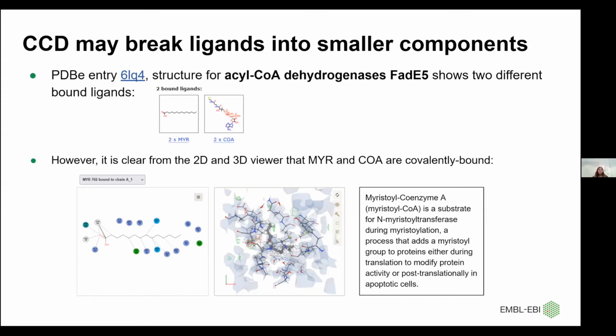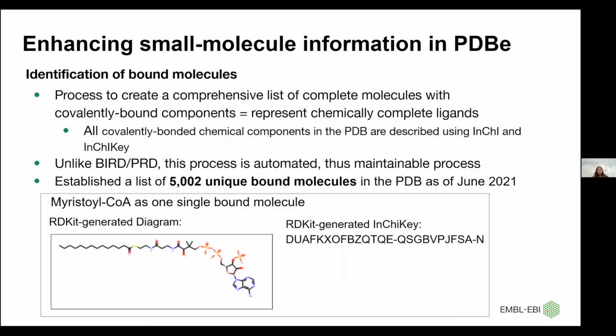Now, we would like to correct such cases and address this issue, and via this project, we have been trying to do so. We identified something called bound molecules. These are all the molecules which are covalently bound across the PDB archive, and this would represent chemically complete ligands. We use RDKit to get a list of these bound compounds, and they can be described by unique InChI and InChIKey, for all the covalently bonded chemical compounds.